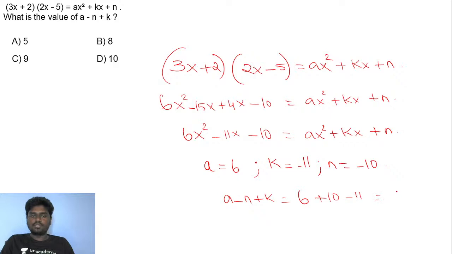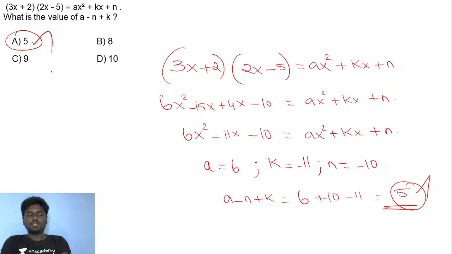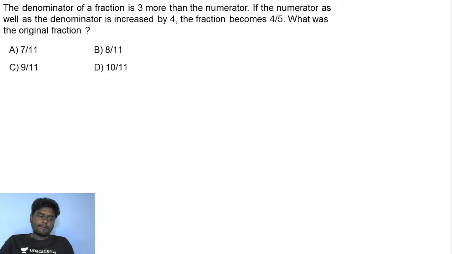So if you try to do this, the value will be exactly option. That is, you'll be getting the value of a - n + k to be 5. That's it. Very simple, right? Next question, guys.